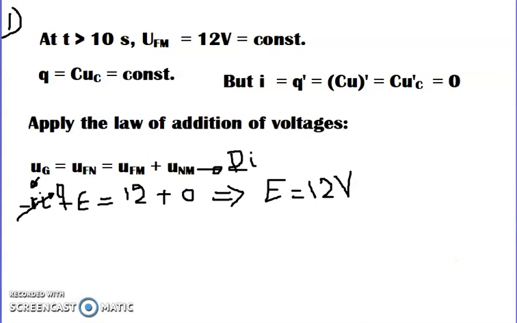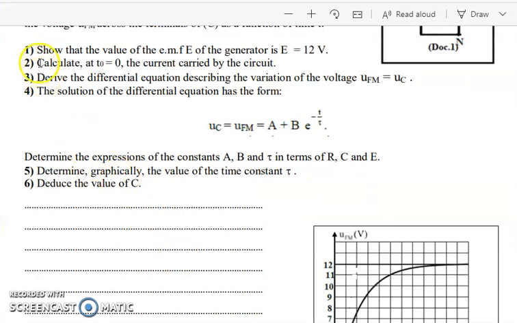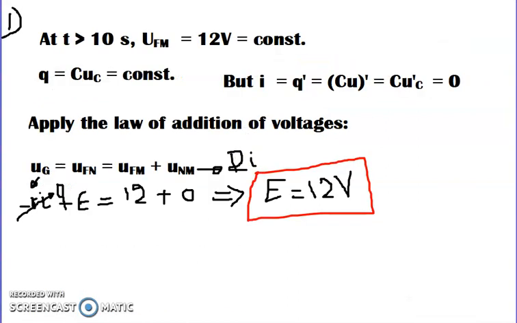Right? Any problem? Okay. Part 2. Calculate at the instant 0 the current in the circuit. At t equal to 0, not 10 seconds, I go back to the same law here. Okay?